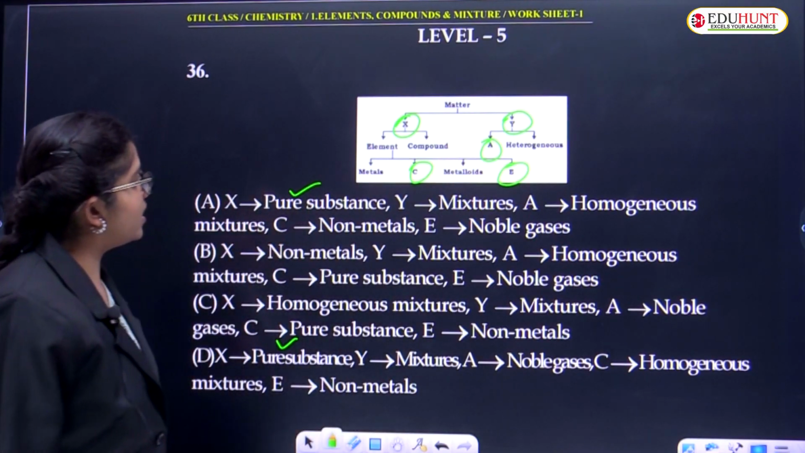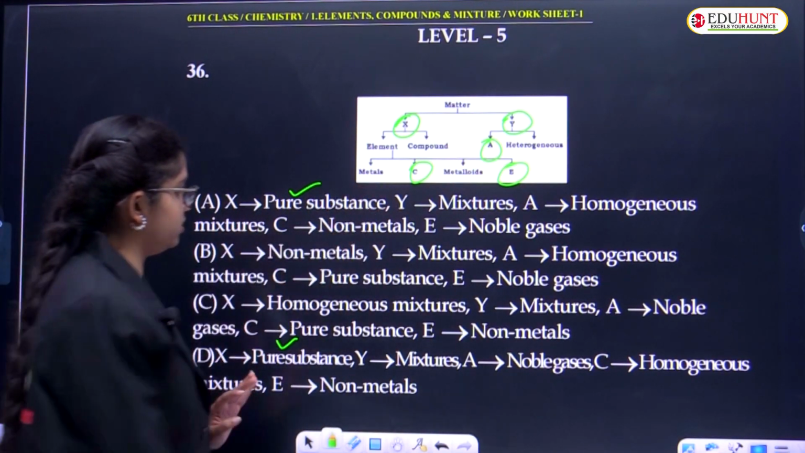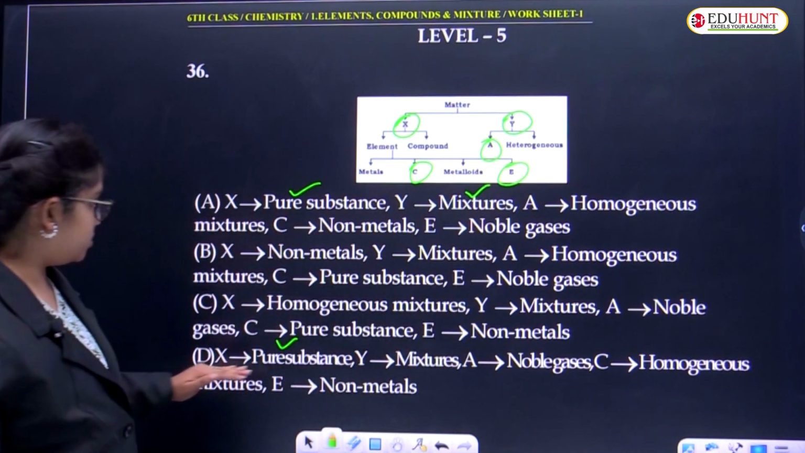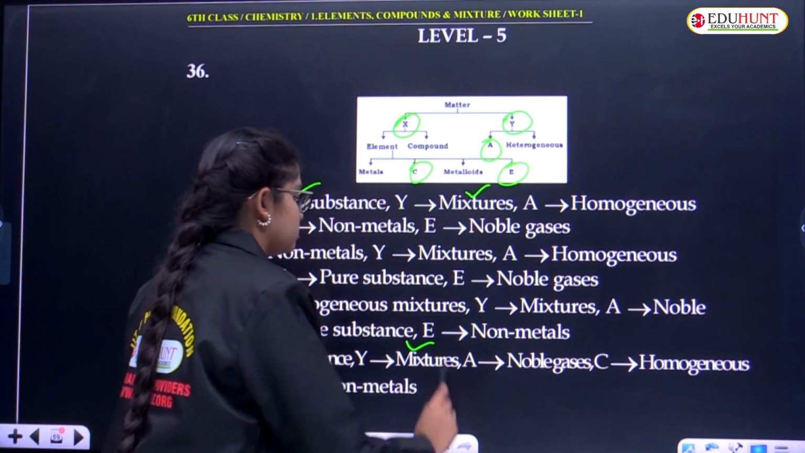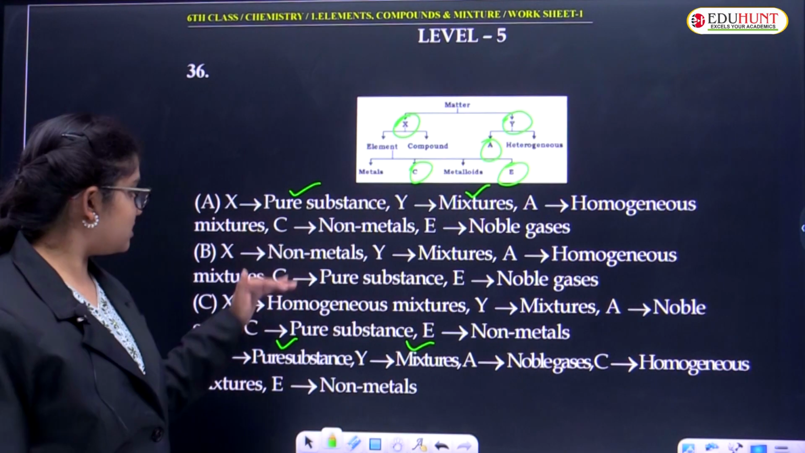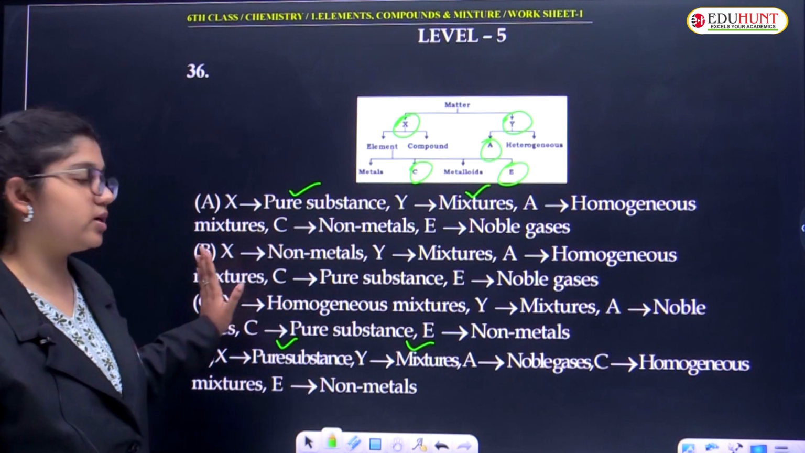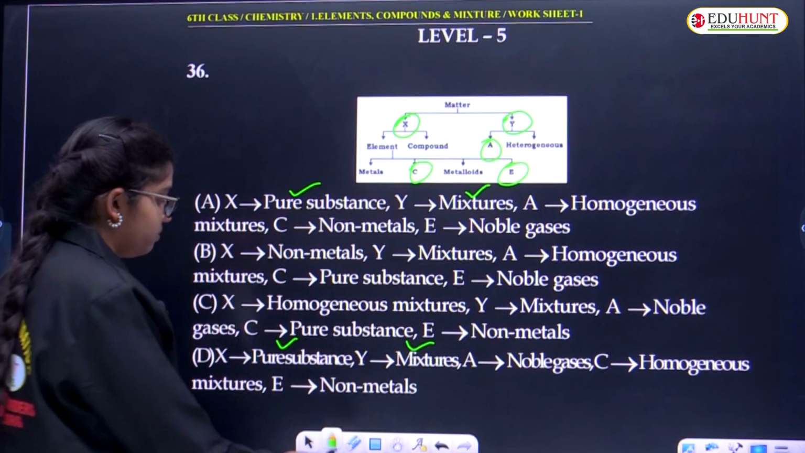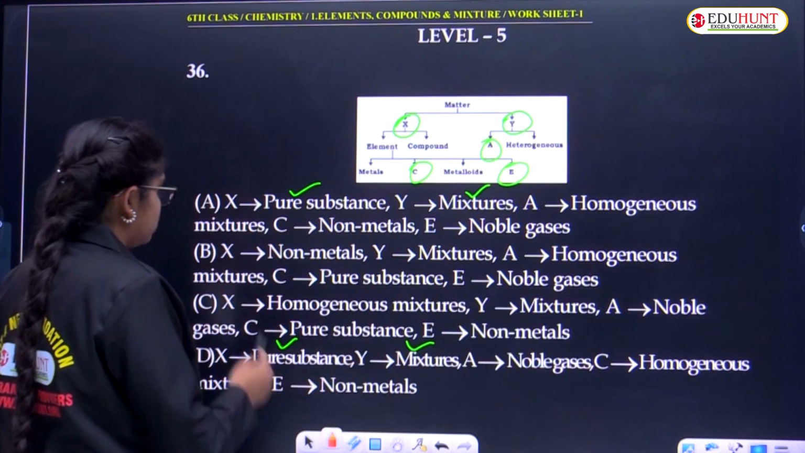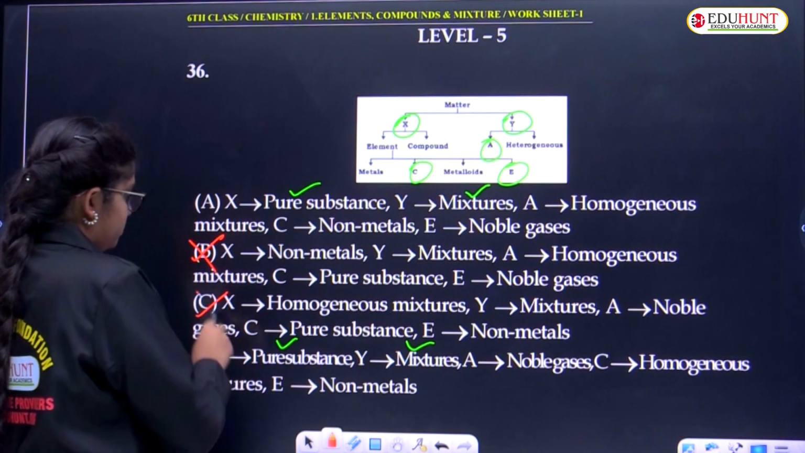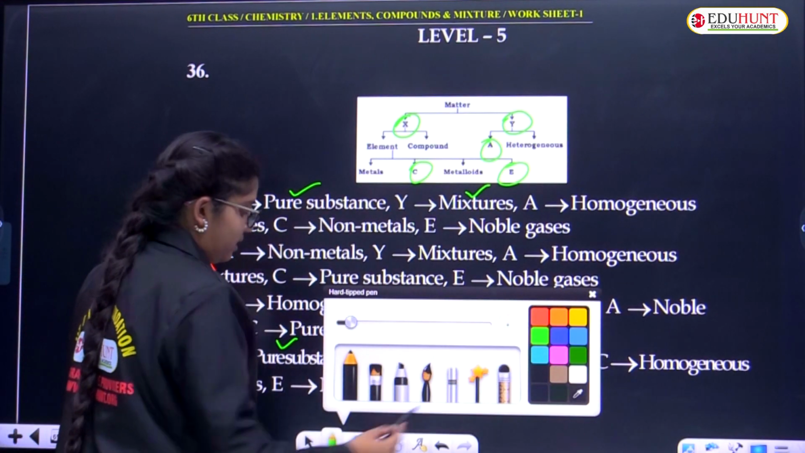So where is mixtures? Y mixtures, okay. Here it is matching, and option D, yeah, mixtures. Why not B and C? I'm checking in the sense that B and C don't match with the X option. That's the reason I'm not looking into it. I neglected that because it doesn't contain X as pure substance. Clear, children? It's called the elimination process.